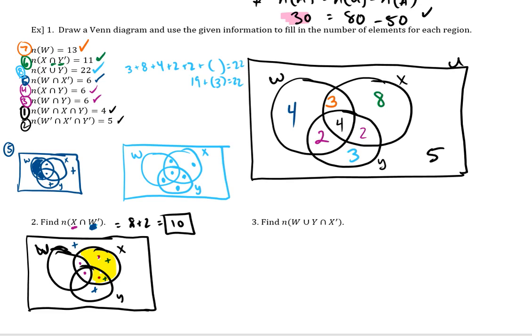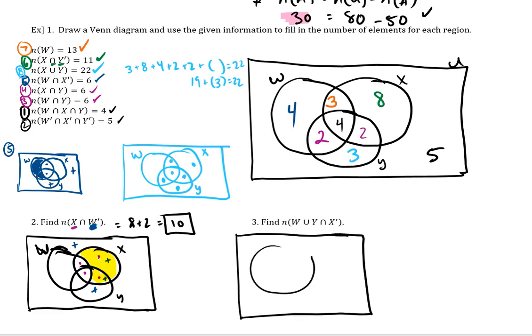And then one more. We've got the number of elements in W or Y and not X. Well, let's go ahead and sketch one more. Let's get it, I hope, big enough. So W, X, Y, like before. Okay, so W or Y. I'm going to group those together because I know the ors just include everything in both. So here's everything that's in W or Y. So it's those 6 regions, and we kind of saw it in the blue, a little variation on it.